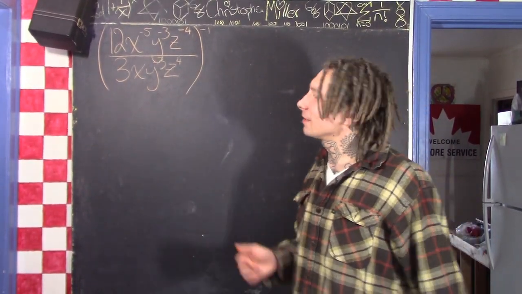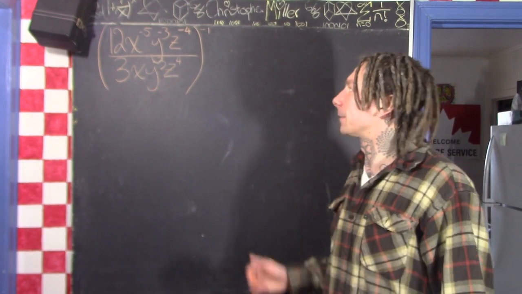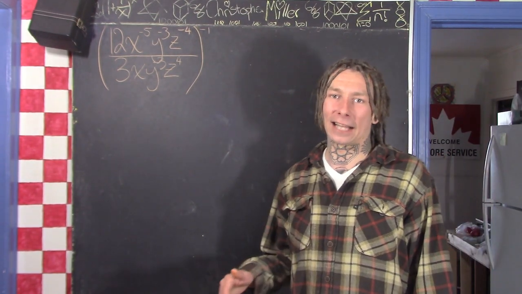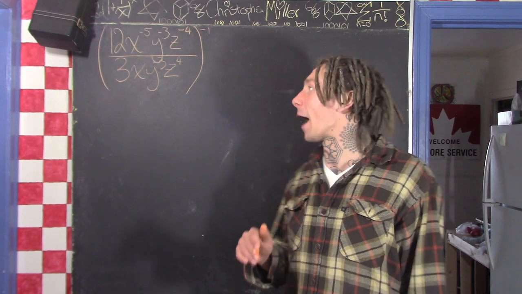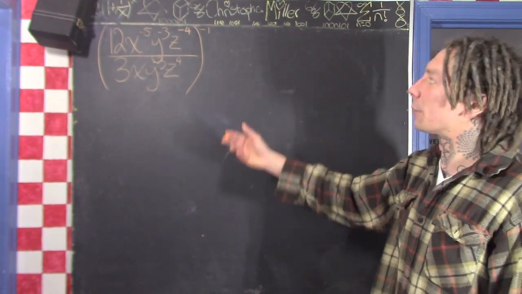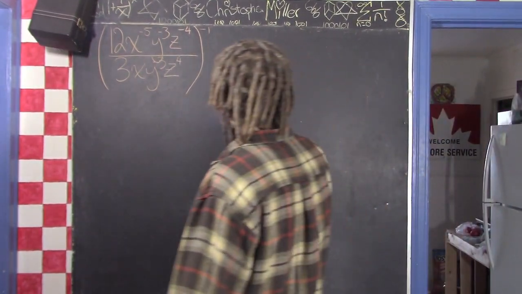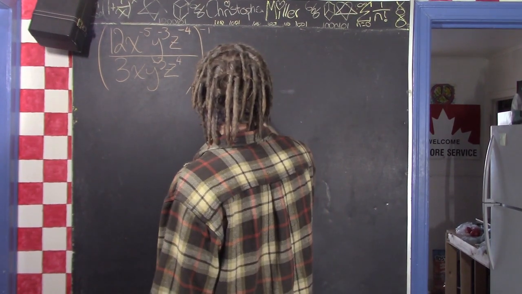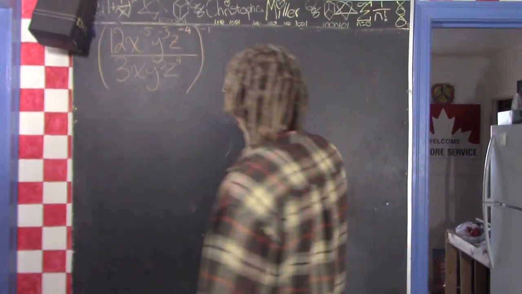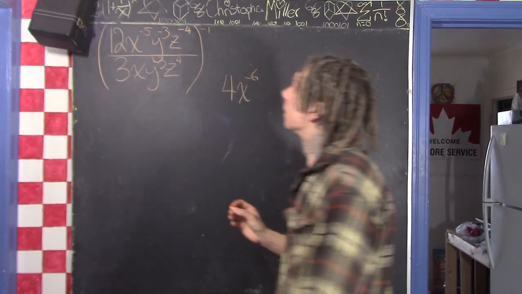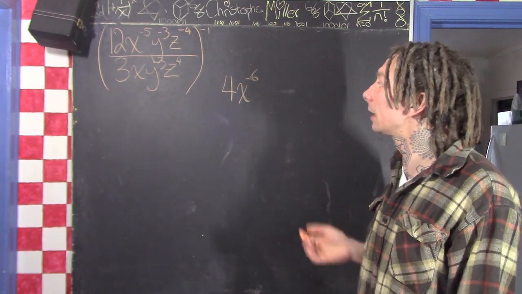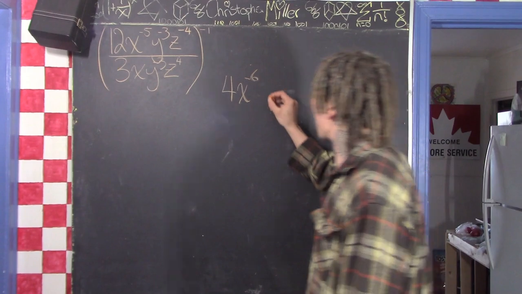To simplify this expression of 12x to the power of -5, y to the power of -3, z to the power of -4, divided by 3x, y to the power of -3, z to the power of 4, all to the power of -1. We simply start with the coefficient. 12 divided by 3 would give us 4. Then we'll move to the x's. X to the power of -5 divided by x will give us x to the power of -6. Y to the power of -3 divided by y to the power of -3 will give us y to the power of 0.